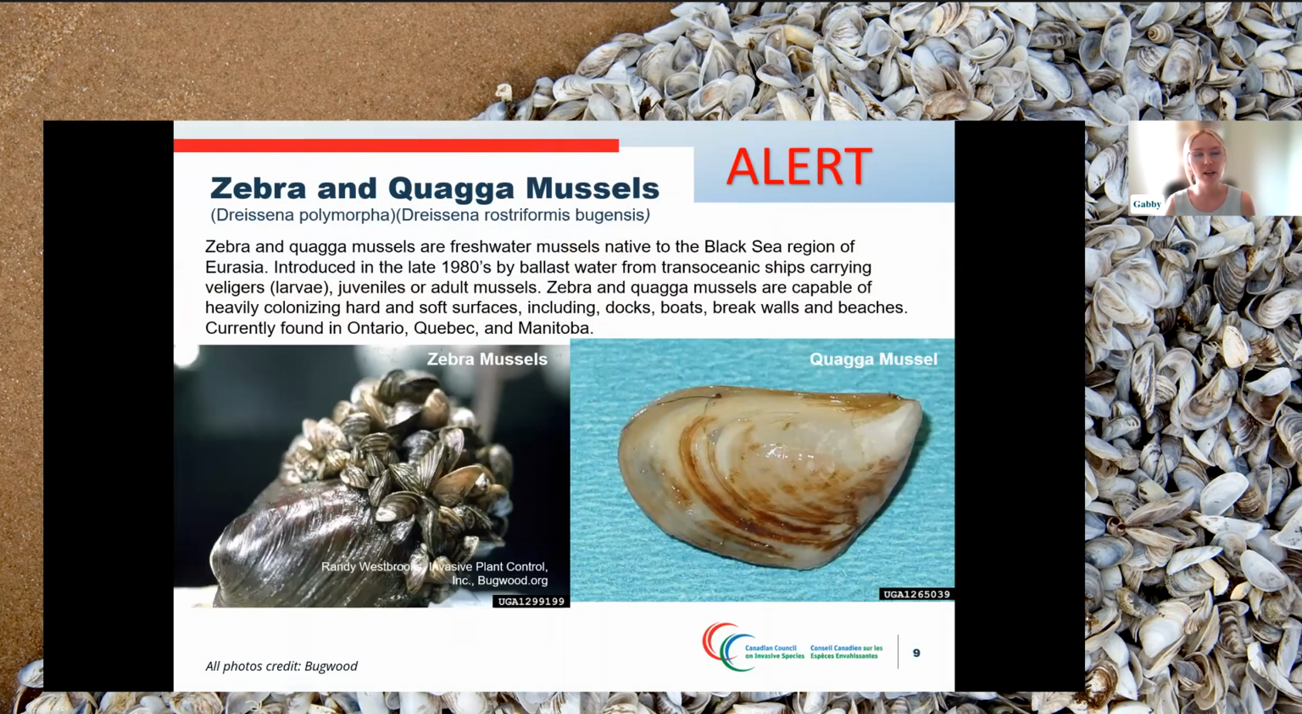So to start, zebra and quagga mussels. This is a pretty big one, and I've identified it as an alert species because it is present in Canada. It's in Ontario, Quebec, and Manitoba, but it's not yet present in other provinces. And even just recently in BC, there was a finding of zebra mussels, I believe it was, and they were able to be detected and are being managed. So again, important for those early detection moments. So it's an alert species for all other provinces and areas where the species doesn't exist. But these zebra and quagga mussels are essentially freshwater mussels.